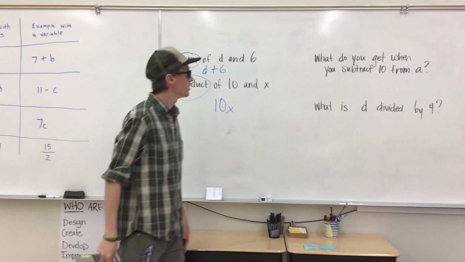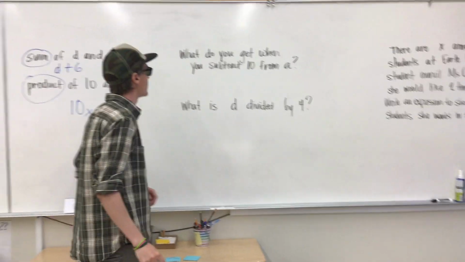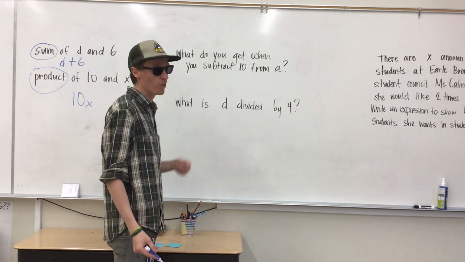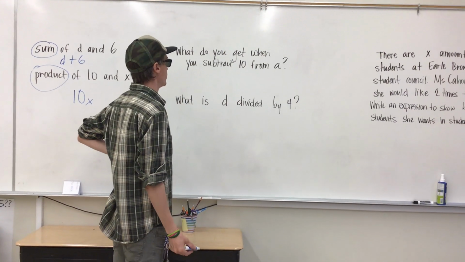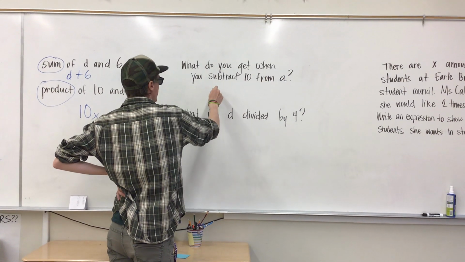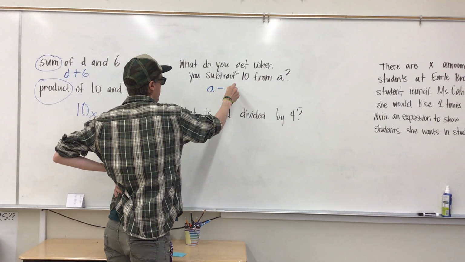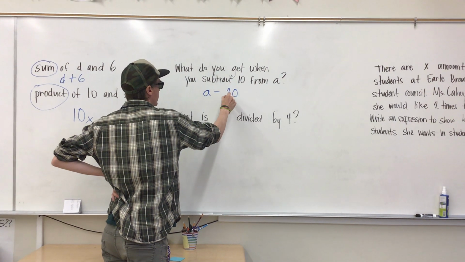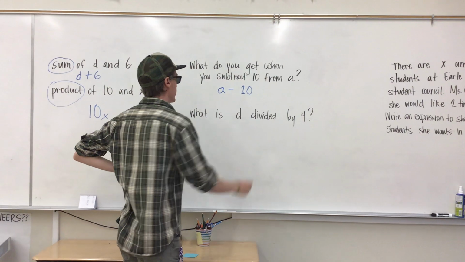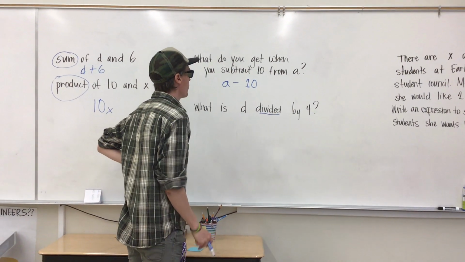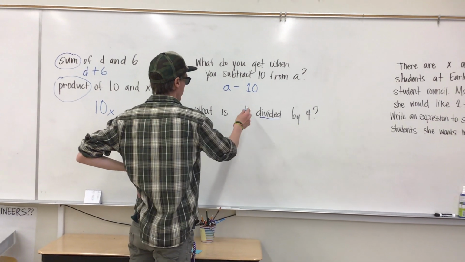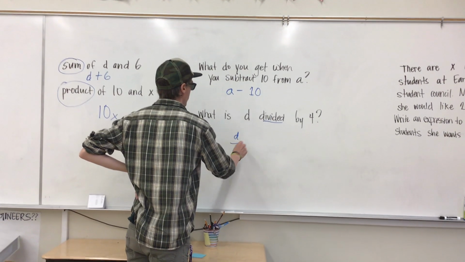10x. What do you get when you subtract 10 from A? Now remember, we've got to worry about our order for subtraction. So it's taking 10 away from A, so I'm going to start with A, take away 10. What is D divided by 4? And again, division, we got to worry about our order, so I'm going to take D at the top, divide that by 4.